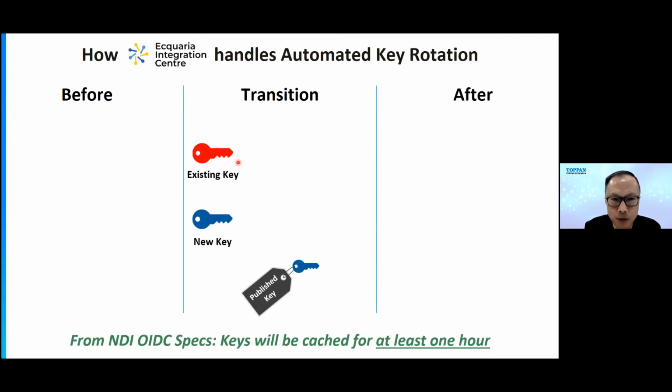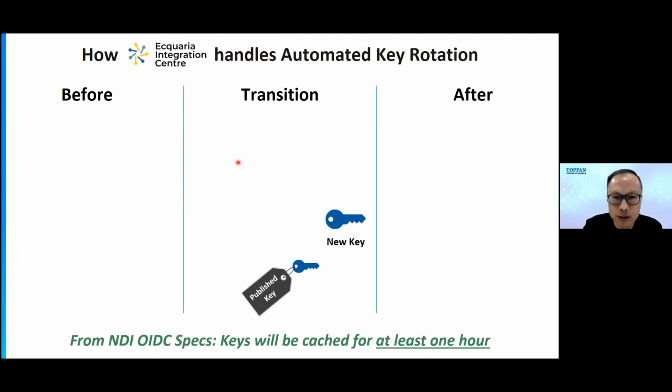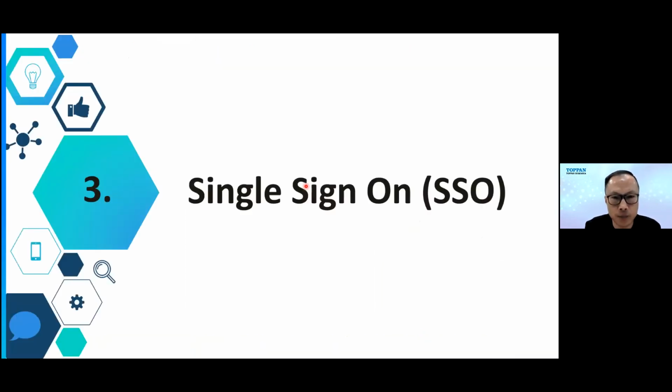So EIC makes sure that this transition is very smooth by retaining your existing key while you roll out a new key for a certain period, until such time that we are sure that NDI has consumed the new key. Then we will fully transit over to the new key. So this is how EIC handles the key rotation. There are other intricacies that, in the interest of time, we will not share today. So that's for JWKS integration.